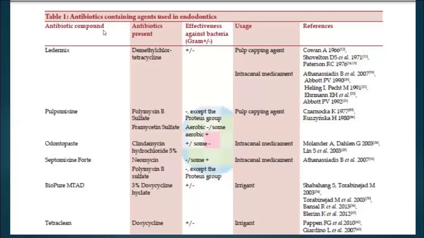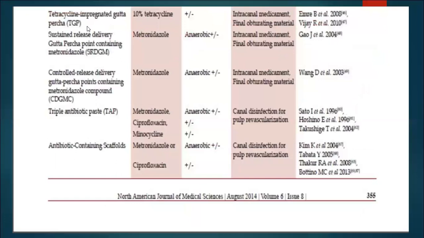Further, the antibiotic compounds: tetracycline impregnated gutta percha. It has 10% tetracycline, effective for both gram positive and negative. It is used as an intracanal medicament and final obturating material. Then sustained release delivery gutta percha points containing metronidazole. It is effective against gram positive anaerobic bacteria and gram negative anaerobic bacteria. It is used as an intracanal medicament and also as a final obturating material.